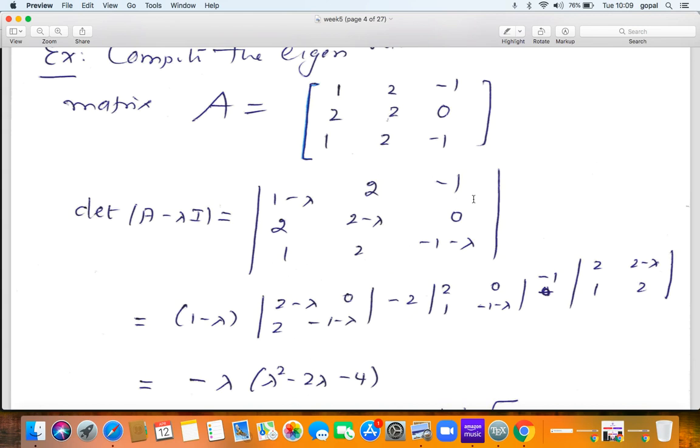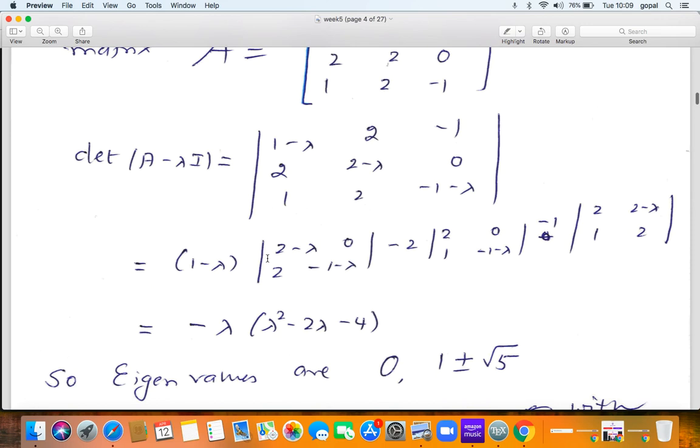Expand using the first row. 1 minus lambda times the determinant of 2 minus lambda, 0, 2, minus 1 minus lambda, minus 2 times the determinant of 2, 0, 1, minus 1 minus lambda. Third one, minus 1 into this 2 by 2 subdeterminant. Expand this whole thing, you get this factorization: minus lambda into lambda squared minus 2 lambda minus 4. One root is 0, and the other roots, you have to solve this quadratic equation: 1 plus minus root 5.